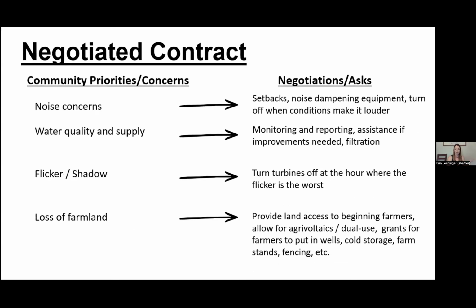This would be a big list. The noise concerns, the flicker and shadow. We need to learn what the biggest concerns are, and then we need to look and learn from other communities about what could we ask for. And again, it's a negotiation, so we're going to put a lot on there.